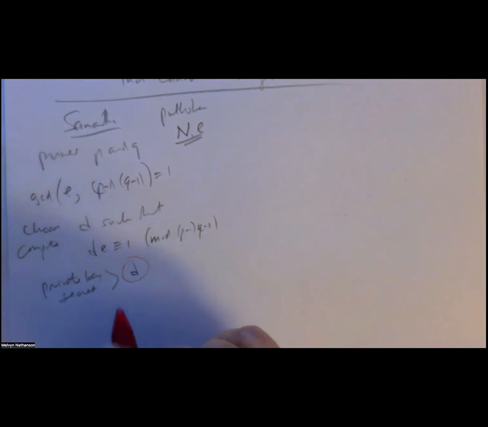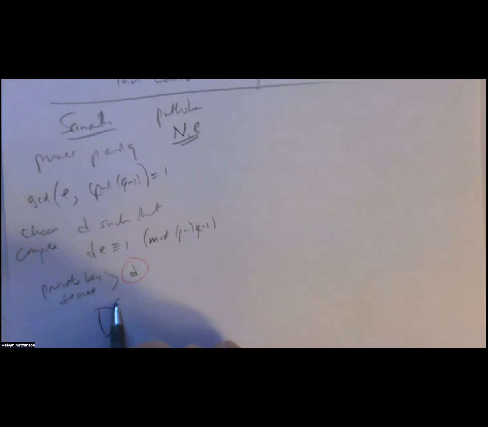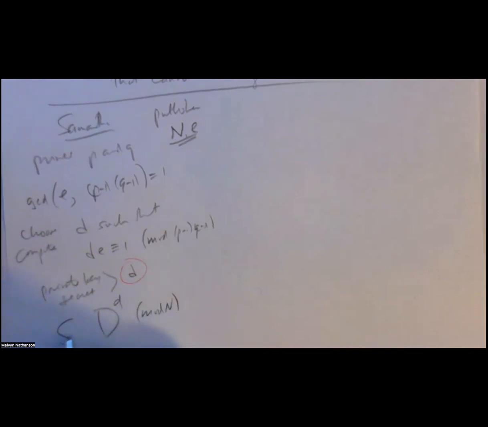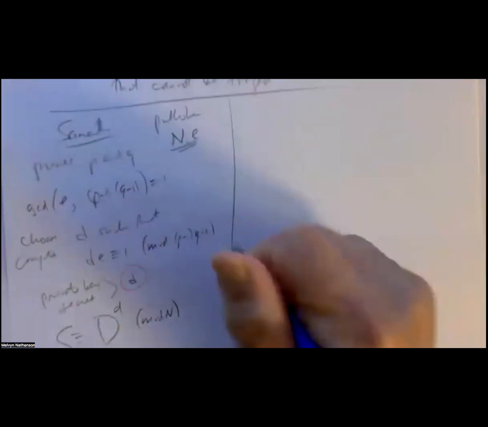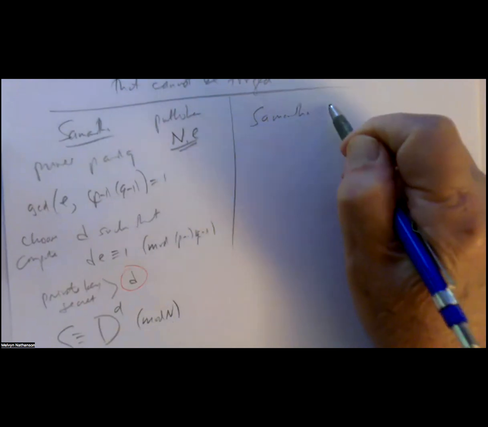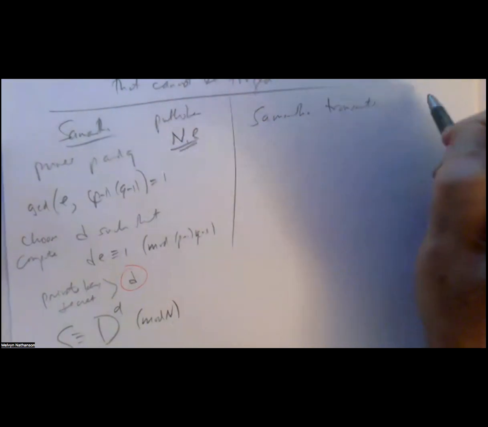Now, Samantha takes her document that she wants to sign, D, and she raises D to the power little d mod n, and this reduced mod n is some number capital S. So Samantha transmits S.